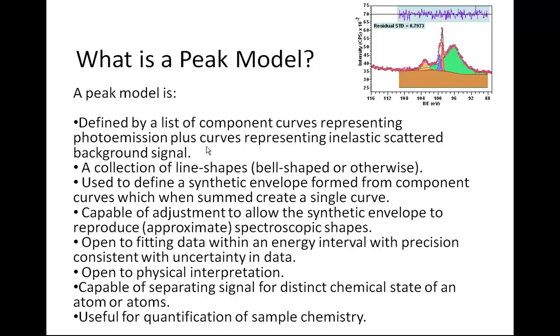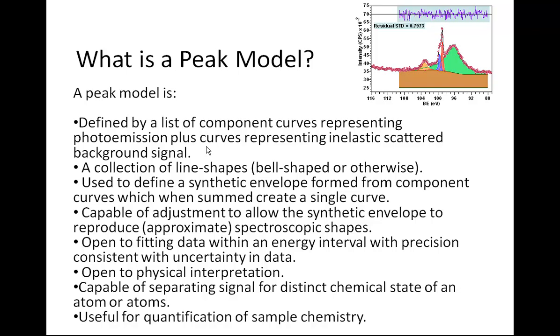A peak model should be capable of adjustment to allow a synthetic envelope to reproduce the spectroscopic data. This is an important part of a peak model: we must be able to recreate the spectrum using the components and optimization, and the peak model should fit the data with a precision consistent with the uncertainty in the data. Most importantly, it must be open to physical interpretation, so the peaks have meaning, and we'd like to assign different chemical states or different elements to different peaks within the peak model.